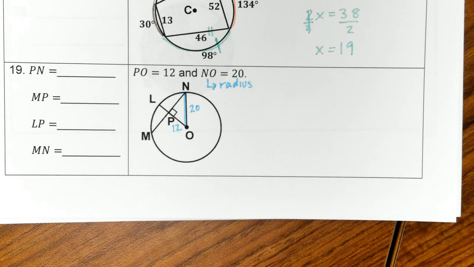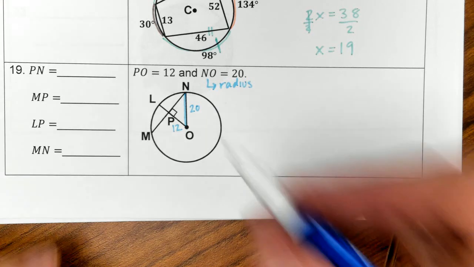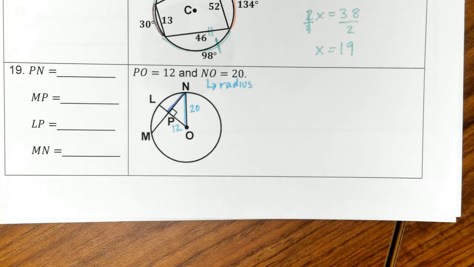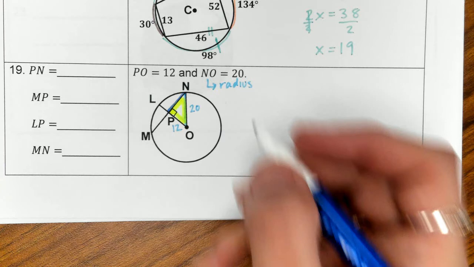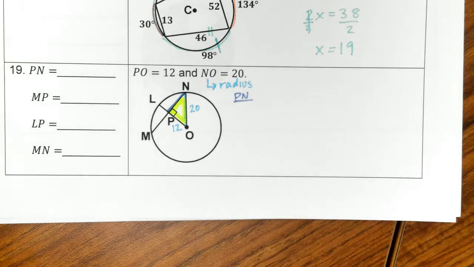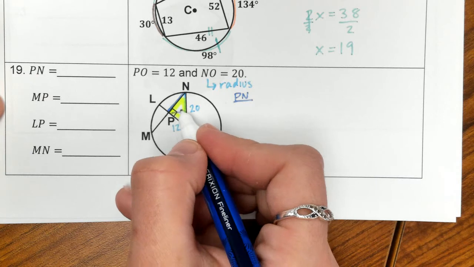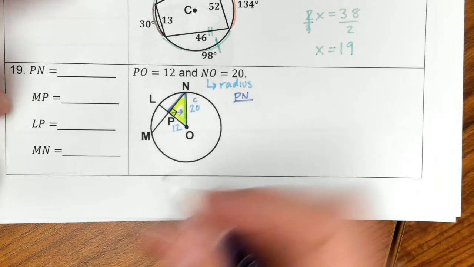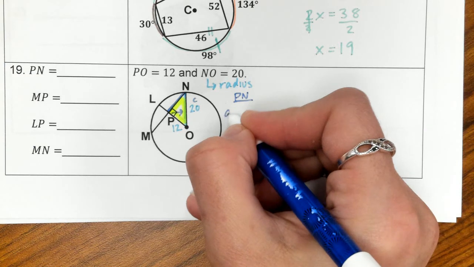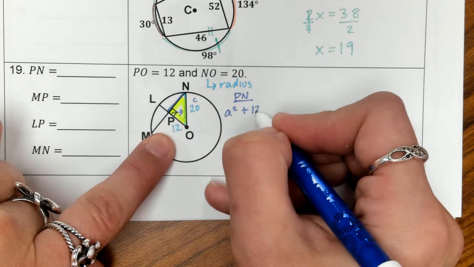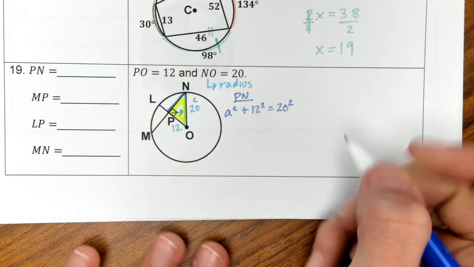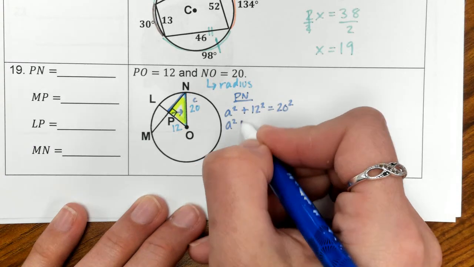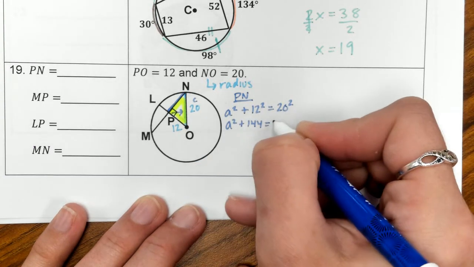First, we want to find PN. To find PN, we need to see where it is. PN is right here. Well, what I see here is a right triangle. So to find PN, we're going to have to solve with the Pythagorean theorem, noting that I have C. So I'm not looking for C, I'm looking for one of the legs. So I have A squared plus my other leg, 12 squared, all equal to 20 squared. Then we go ahead and square these.